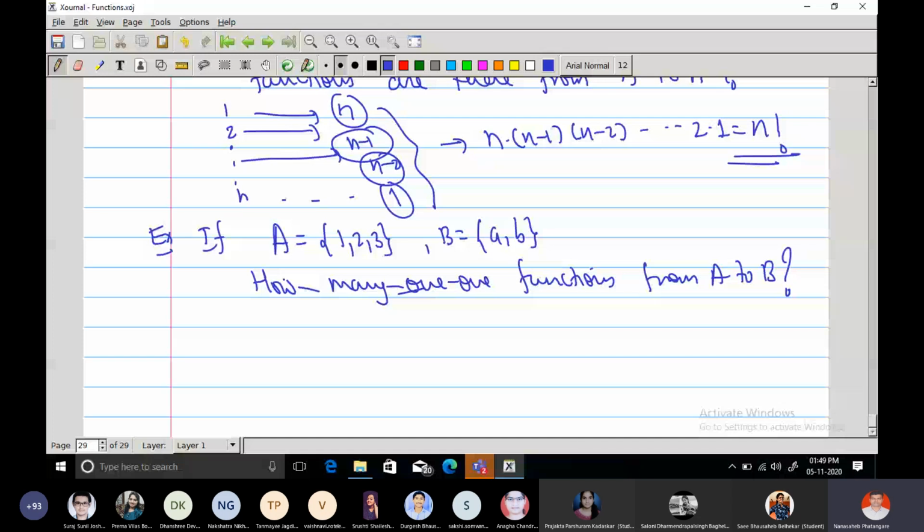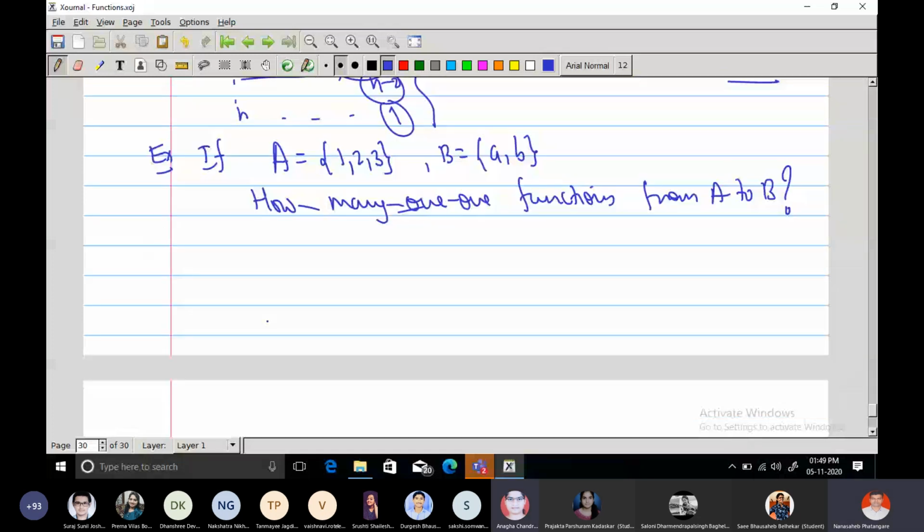How many one-one possible functions? Suppose we have 3 caps. No one-one function is possible, sir. So there is no one-one function, right? Because if you have 3 caps and only 2 students, and I want to distribute all 3 caps among 2 students, and no student should get 2 caps, is it possible?